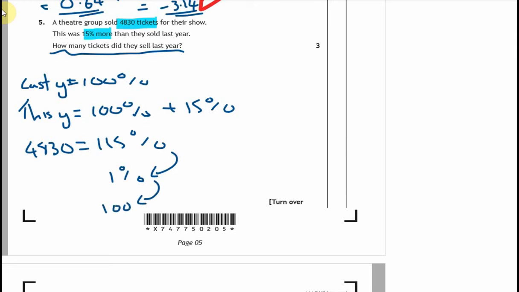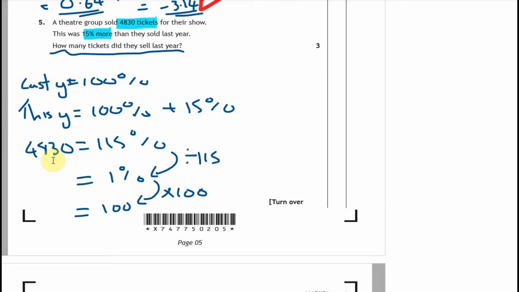Okay, so how do we get from 115 down to 1? Well, we divide by 115, and then how do we get from 1 to 100? Well, we times by 100. Okay, so 115 divided by 115 gives us 1, times by 100 gives us 100. Okay, this is the classic reverse change. Now this is an equation. I'll just rub that out. So what we do on one side, we have to do on the other. So I need to do 4,830 divided by 115.